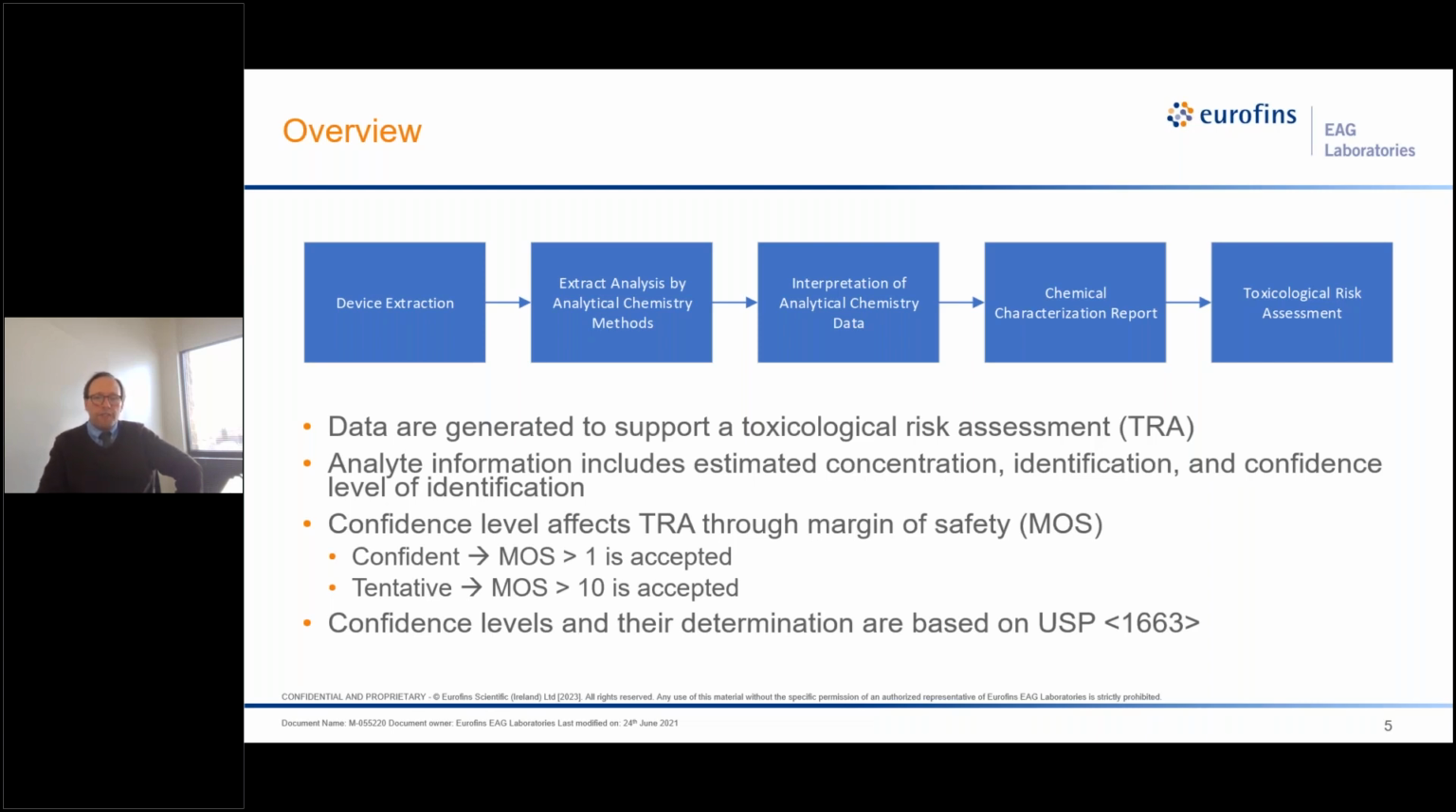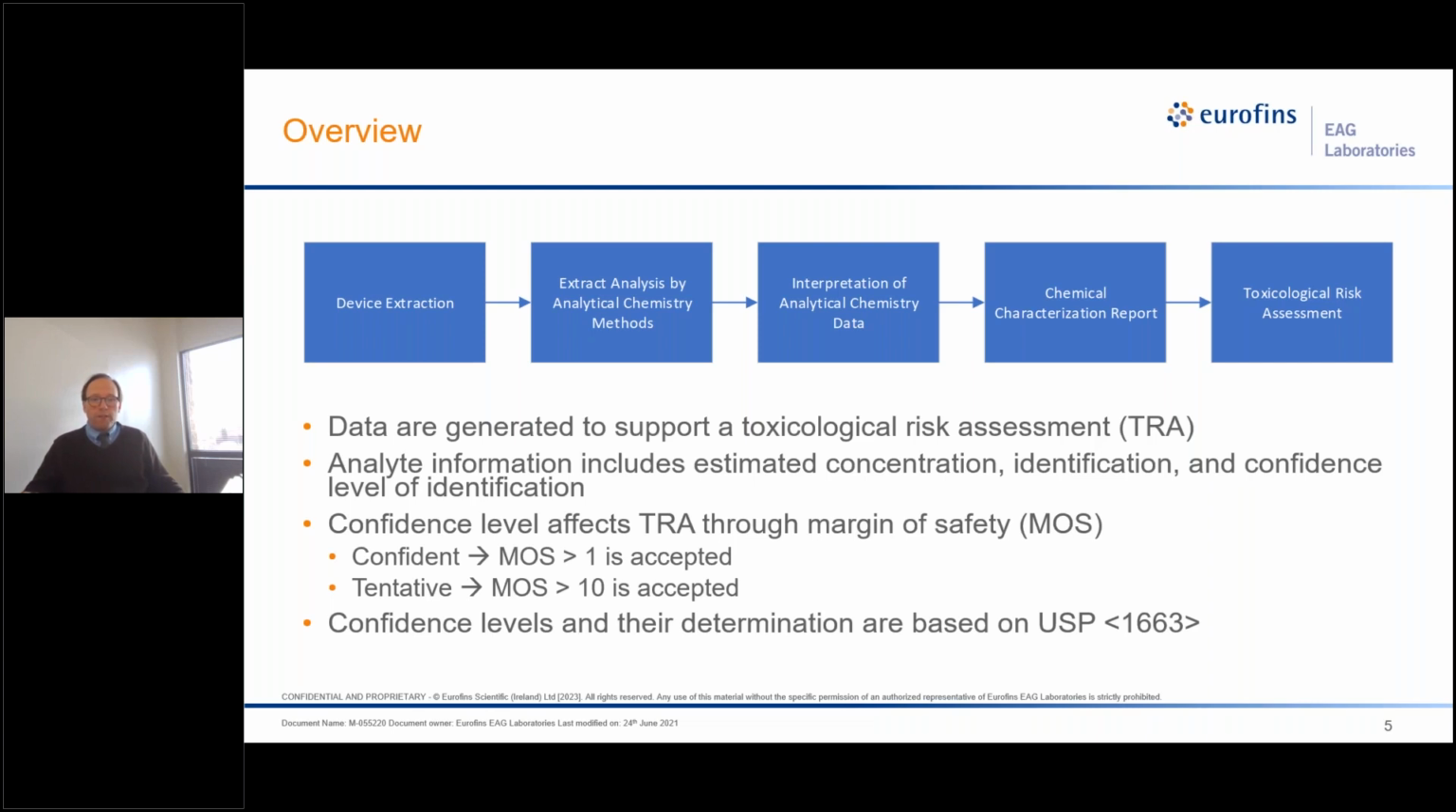And then there's the confidence level of that identification, which is a standard and shorthand way of describing the precision of the data that we're generating. These confidence levels are important because they affect the toxicological risk assessment, or TRA, through the margin of safety, or MOS. For a confident annotation, typically an MOS greater than 1 is accepted. But if it's tentative, an MOS greater than 10 is accepted. So this is an order of magnitude shift.